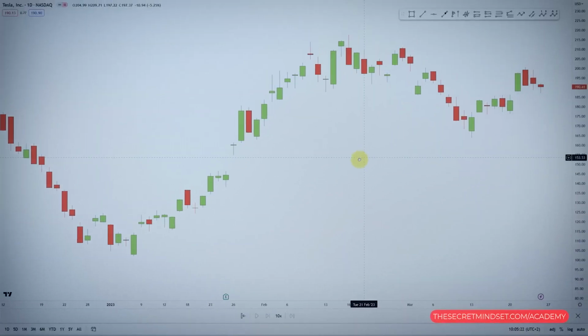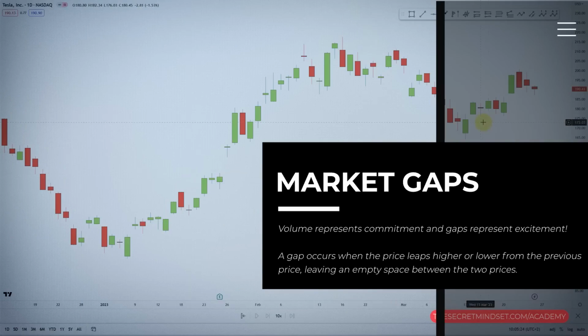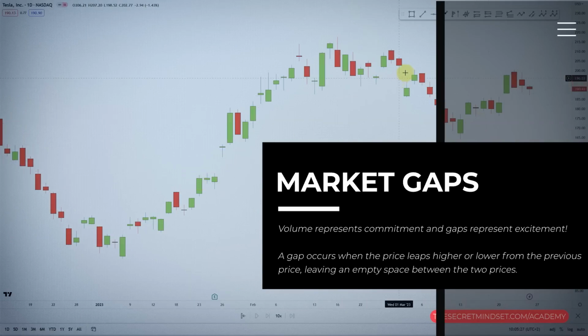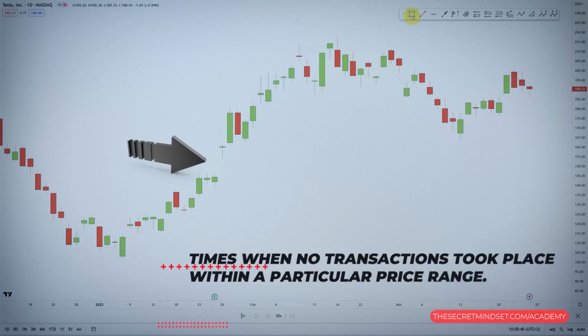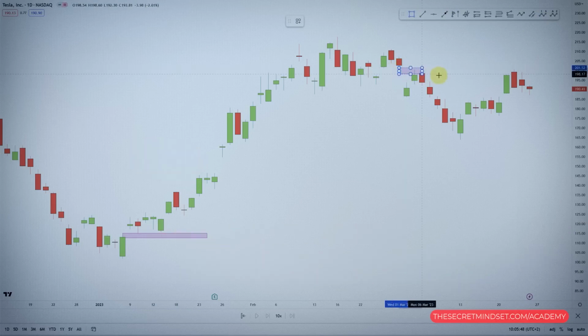If volume represents commitment, then gaps represent excitement. A gap occurs when the price slips higher or lower from the previous price, leaving an empty space or gap between 2 prices. If you trade stocks or indices, you'll often see blank spaces, which represent times when no transactions took place within a particular price range. Normally, this occurs between the close of the market on one day and the next day's open.